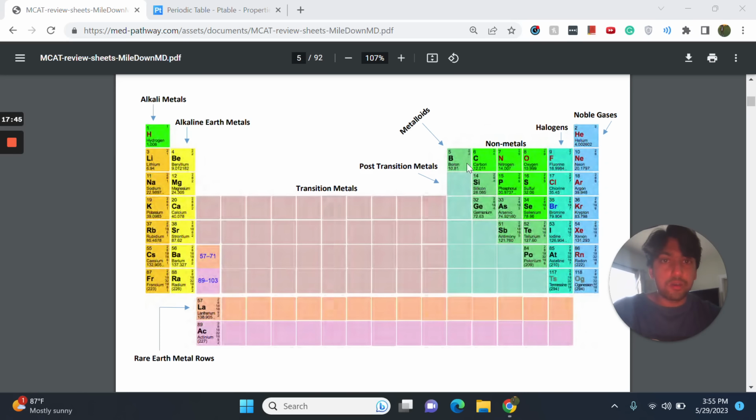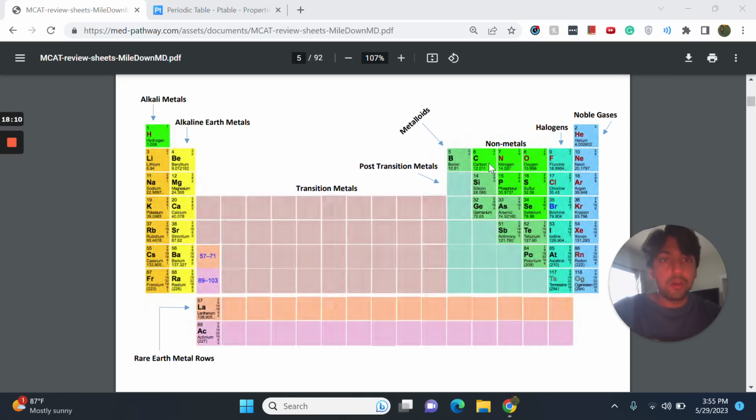The darker green are all metalloids, and I kind of remember what the metalloids are because they're in a stair-step pattern. So the boron, the silicon, germanium, arsenic. If you go in a stair-step pattern here, besides the carbon, you can know that these are all the metalloids, okay? So again, these are all metalloids in the stair-step pattern.